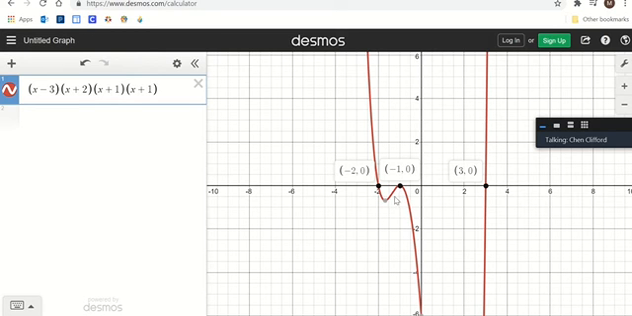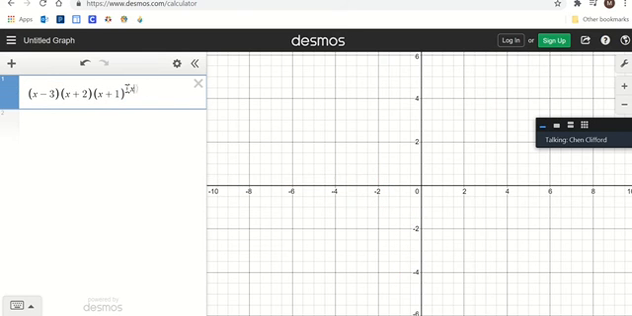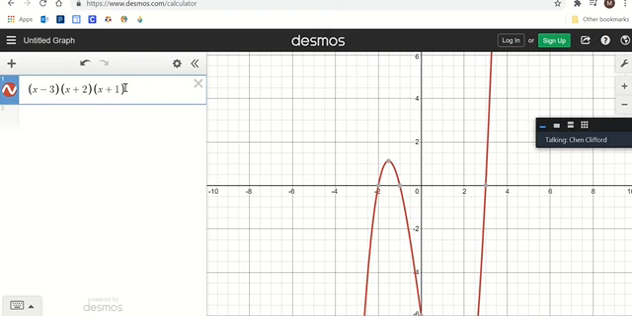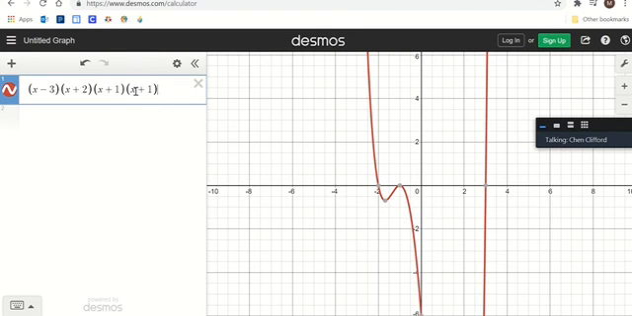Because it's a multiplicity of 2, an even multiplicity, that means it bounces. Remember, even bounces, and odds cut through. I could have also written it like this, as a square, and it'll be the same thing. Even exponent or multiplicity means it bounces. So this is what we got over here.